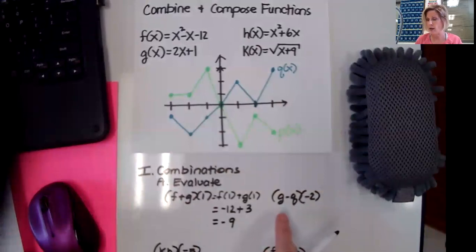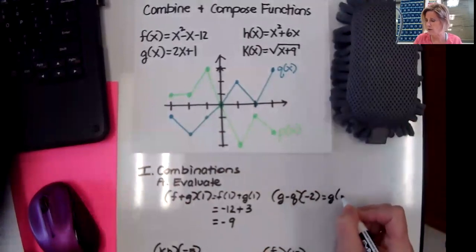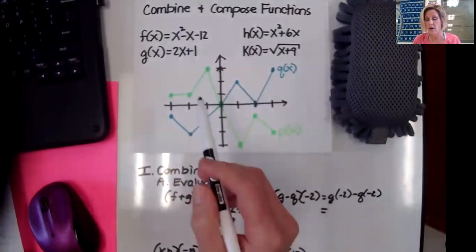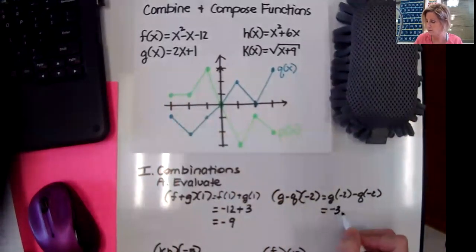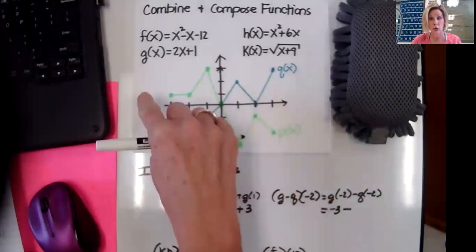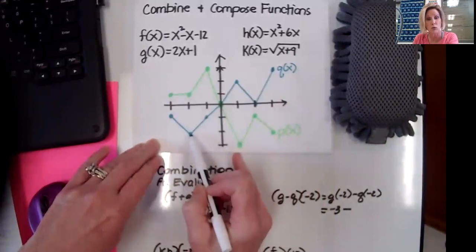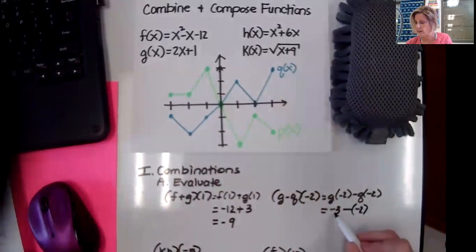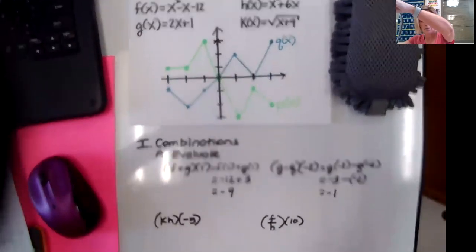If I ask you to evaluate g minus q of negative 2, you're simply going to say, well, do g of negative 2 minus q of negative 2. Well, g of negative 2 is 2 times negative 2, which is negative 4. Negative 4 plus 1 is negative 3. Minus, now q of negative 2, q is blue, so they'll rhyme. So blue of negative 2 is negative 2. So I would put a negative 2 here. And of course, I can see that's negative 3 plus 2. So that's negative 1.